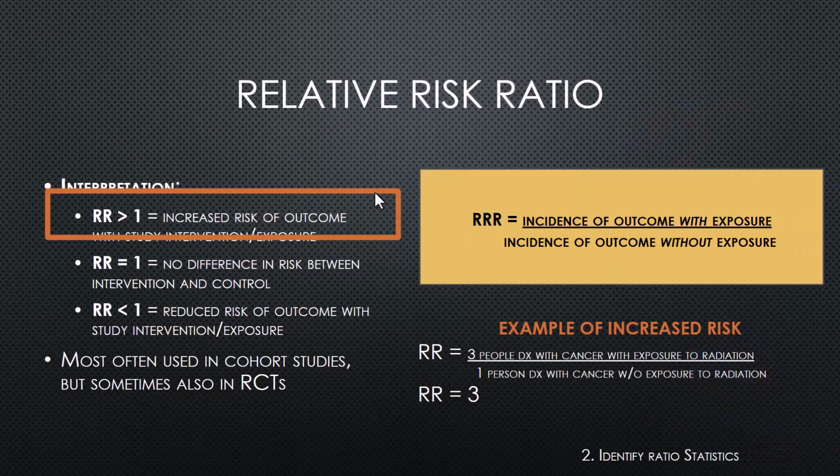Okay, here's an example where our relative risk ratio, the incidence of outcome with exposure, is higher, or increased risk, than without exposure. So here we're looking at radiation exposure, and we have 3 people diagnosed with cancer with exposure to radiation. In the denominator, 1 person diagnosed with cancer without exposure to radiation. So our 3 divided by 1 equals 3, and interpreting that, our relative risk greater than 1 means that there's a greater or an increased risk with the exposure.